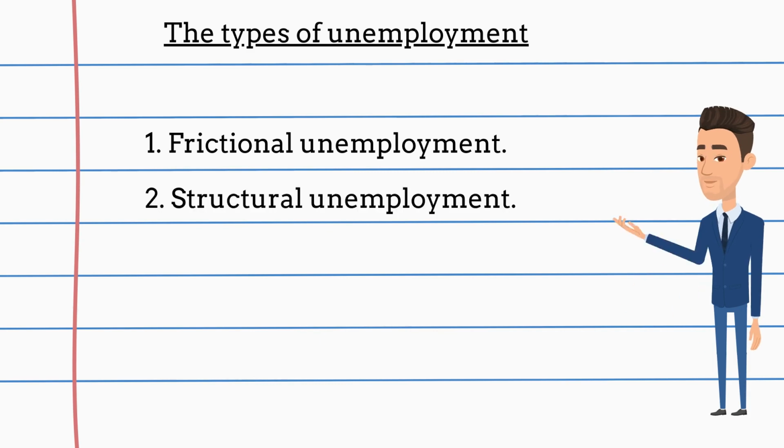Structural unemployment. This type of unemployment occurs due to changes in the economy that make certain skills or industries obsolete. For example, advancements in technology may lead to job loss in industries such as manufacturing.